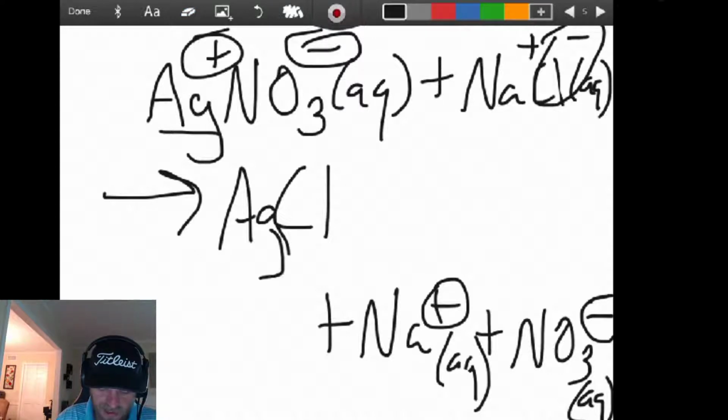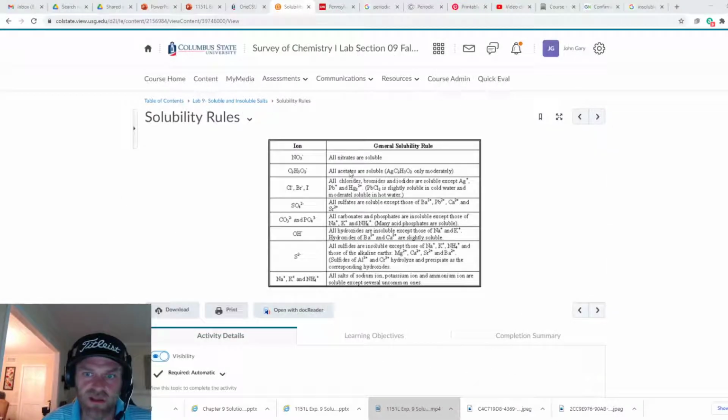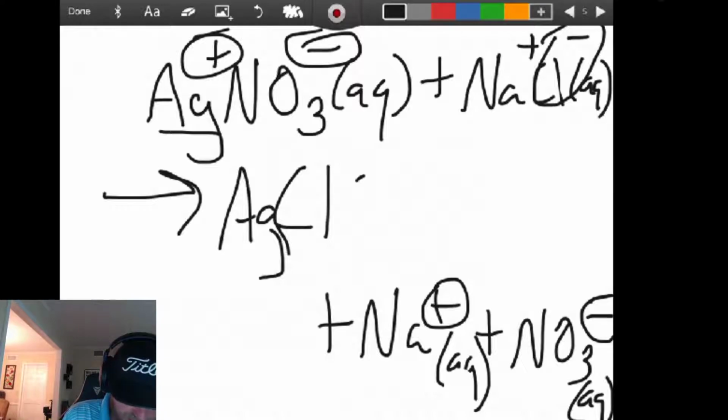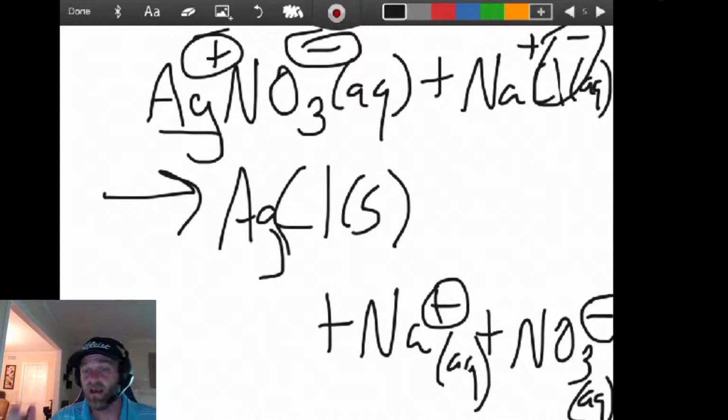Now let's check and make sure that AgCl is the insoluble salt. So I'm going to go back to that table and I'm going to look for either Ag or Cl on the table. So it says Cl right here, ion Cl. All chlorides, bromides, and iodides are soluble except when they're paired with silver, lead, and mercury. Okay? And it talks about lead a little bit. But so Ag, when it's paired with Ag, it is insoluble. So that's my solid. And that's why I'm going to write AgCl solid plus Na AQ plus NO3 AQ.